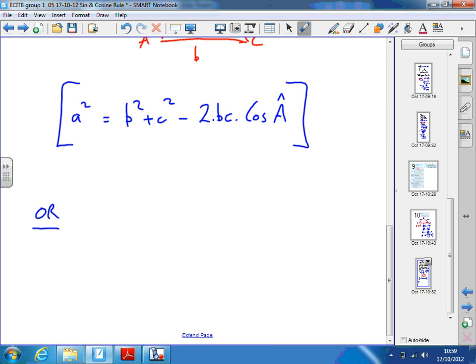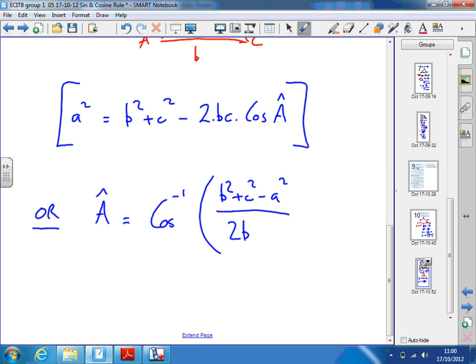Another way of writing the cosine rule is set up to find the angle. So A equals cos to the minus 1, because it's the angle whose cosine is, of b squared plus c squared minus a squared, all over 2bc. So that's set up now to find the angle A. If I'm after an angle, I use this form. If I'm after a side, I use this.